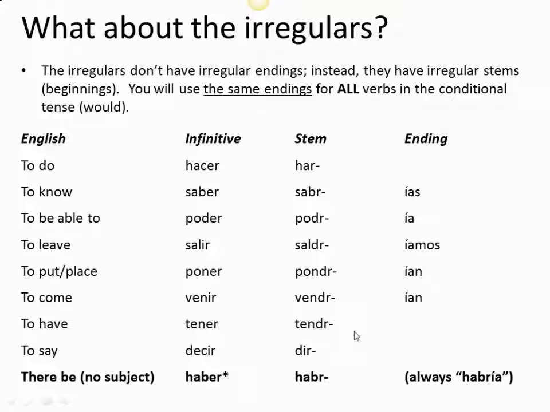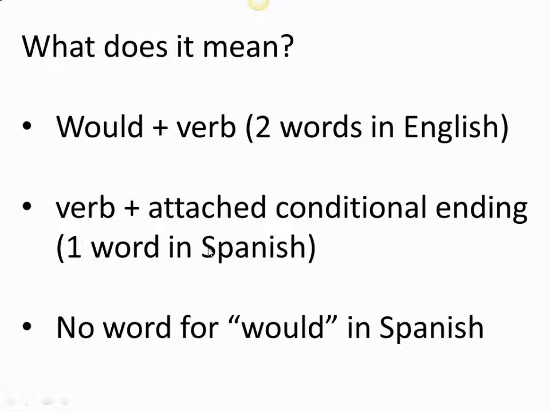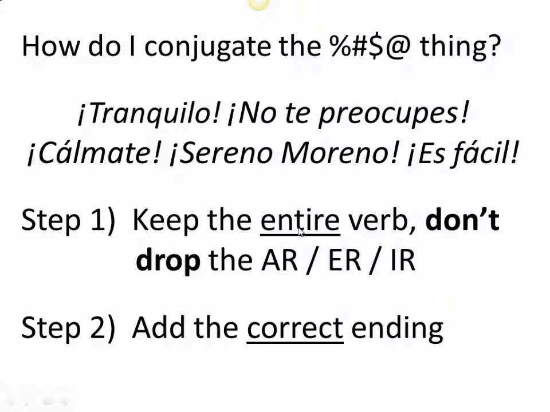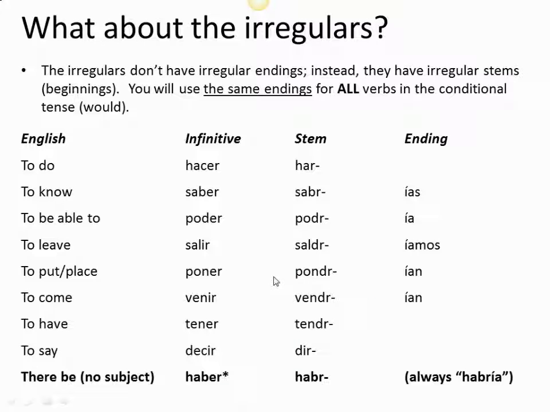That's it. That's the entire information about the conditional. You can run through this as many times as you want. Remember, the conditional means would. We've got one Spanish word instead of 2 in English. We're going to keep the entire verb. We're going to add the correct ending. We've seen the endings are only 5 different ones, very simple to learn. And then we have a reasonable list of 9 irregulars. And work hard on the accompanying worksheets and practice sessions with the conditional tense.